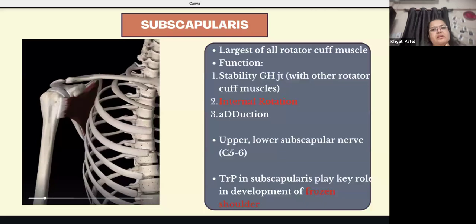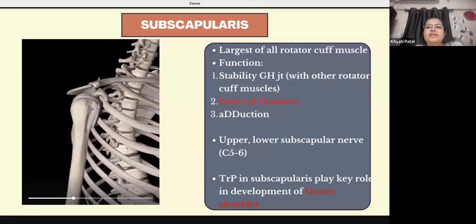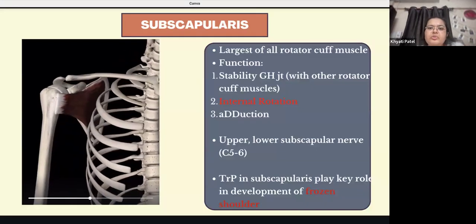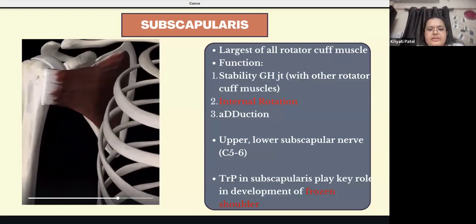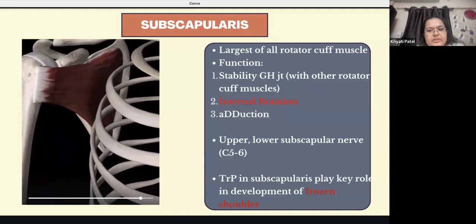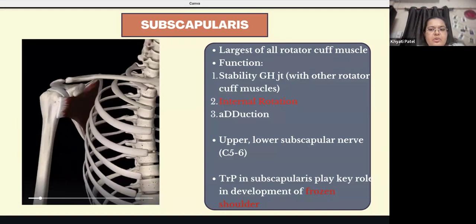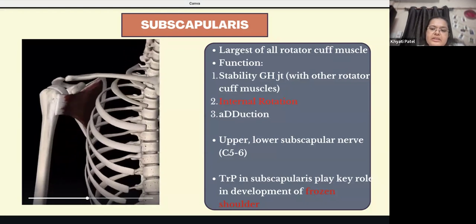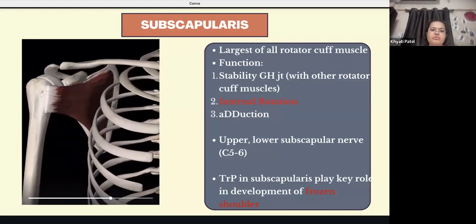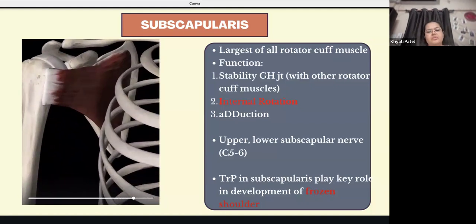Coming to the next muscle, subscapularis, which is the largest of all the rotator cuff muscles, provides stability to GH joint as well as being an internal rotator, and also helps in adduction. It is supplied by upper and lower subscapular nerves, and trigger points in subscapularis play a key role in development of frozen shoulder.